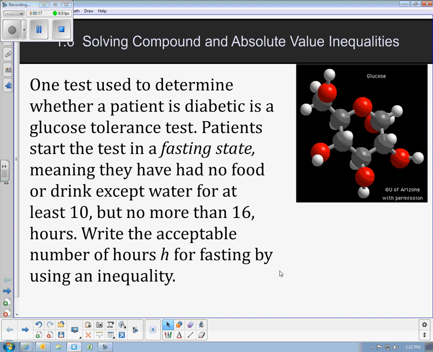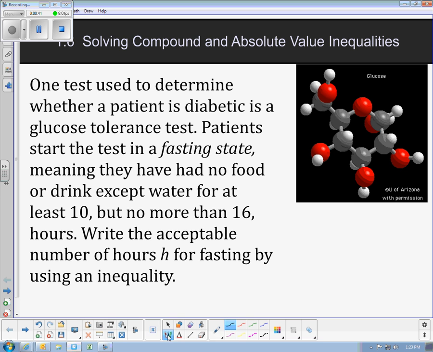Up at the top of your notes page, the first example says one test that is used to determine whether a patient is diabetic is called the glucose tolerance test. Patients start the test in a fasting state, meaning they have to have had no food or drink except for water for at least 10 hours, but no more than 16 hours. Write an acceptable number of hours, H, for fasting using an inequality.